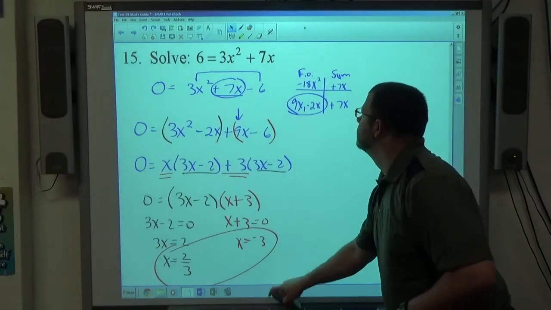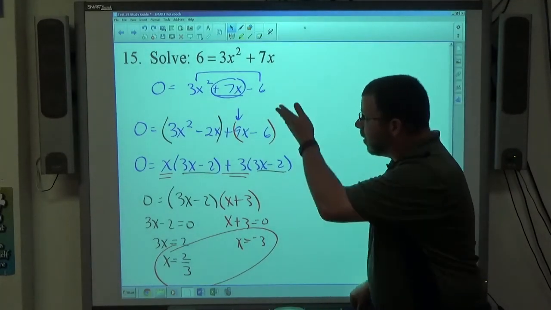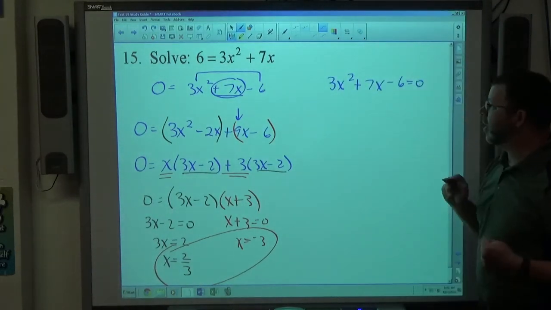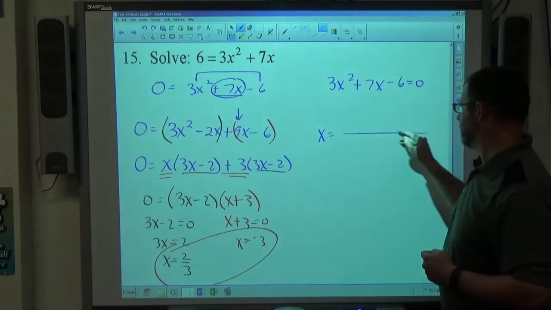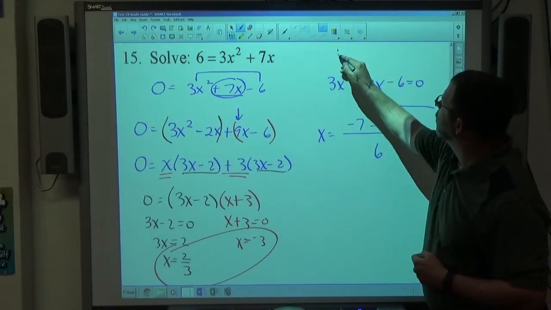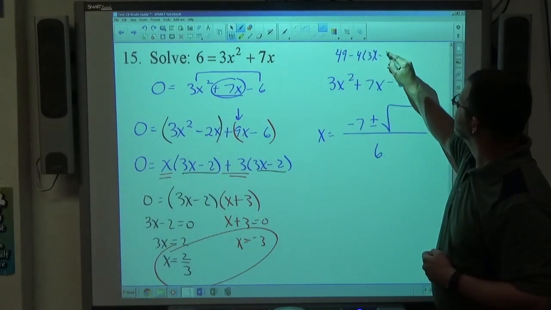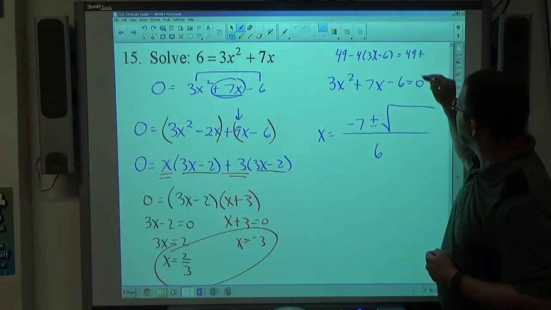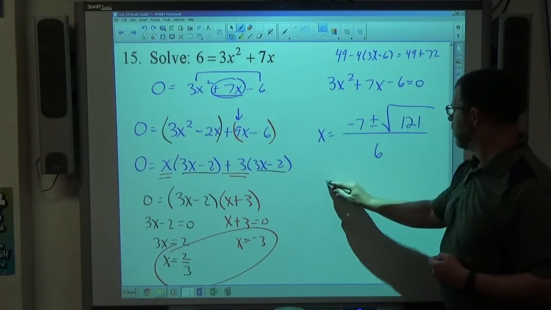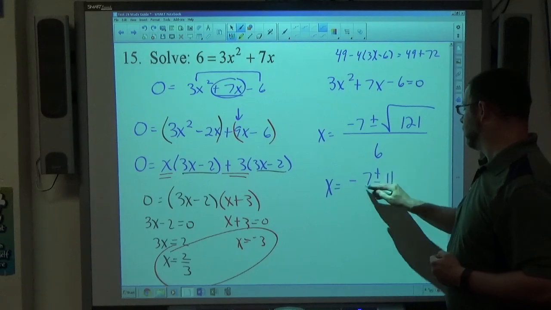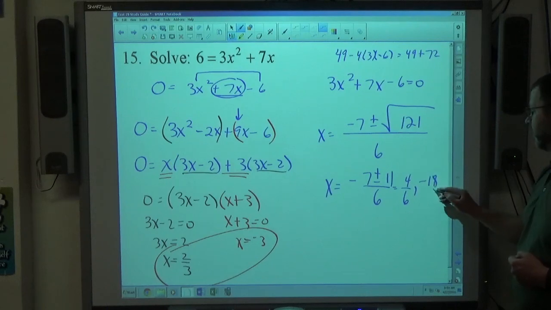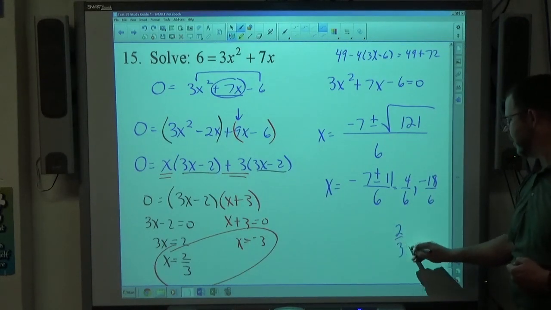Now, the other option, once you get to the point where it's 3x squared plus 7x minus 6 equals 0, is the quadratic formula. Opposite of b is minus 7, 2a is 6. And if I do b squared minus 4ac, that's going to be 49 plus, two negatives make a positive, 72, which is 121. So x equals negative 7 plus or minus 11 over 6. Negative 7 plus 11 is 4. Negative 7 minus 11 is negative 18. 4/6 is equal to 2/3. Negative 18/6 is negative 3.